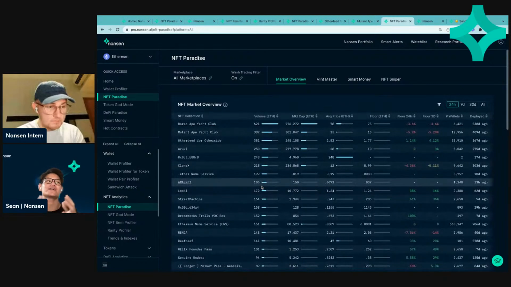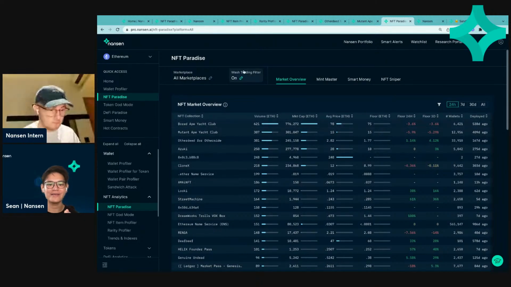This gives you a collection level overview of how different collections are performing in the space. From here, it's really up to you how you want to explore or do your further due diligence. You can look very specifically into smart money, which a lot of our Nansen users do, or you could dive deeper into a collection in God mode to understand how the balances have been changing, whether there are more listings, or is there more selling than buying.